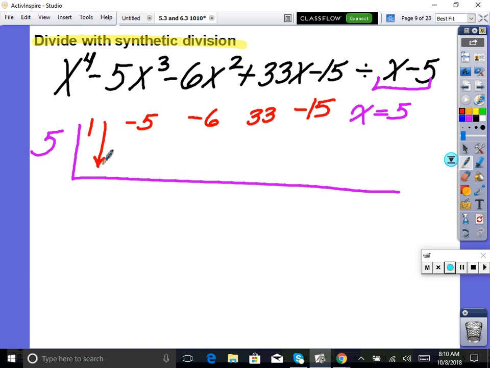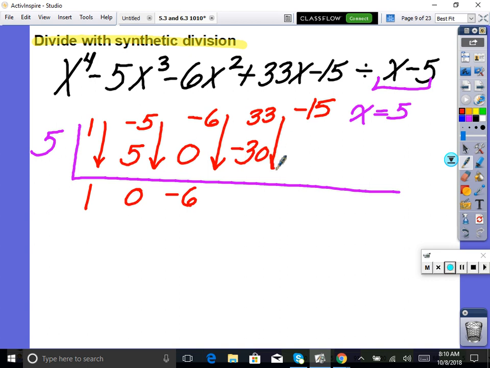1 plus nothing is 1. 1 times 5 is 5. Add straight down. We get 0. 0 times 5 is? We add straight down, we multiply up. So we have negative 6, don't we? Negative 6 times 5 is negative 30. Add straight down, we get 3. 3 times 5 is 15. Add straight down, we get 0. Isn't that our remainder? The last one's always the remainder.